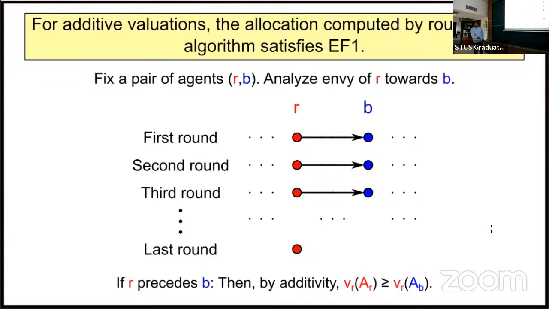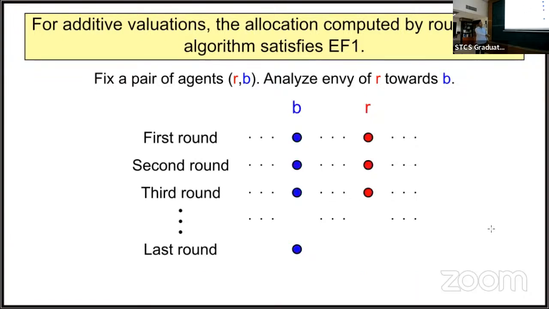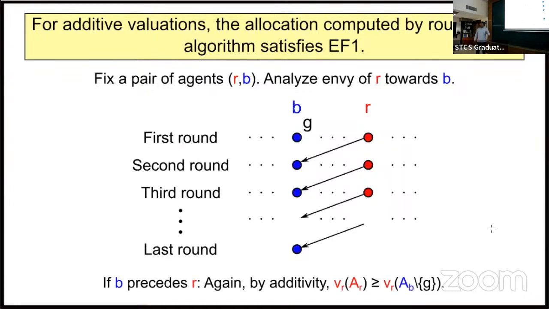So just by this proof by arrow, I can handle the other case where red is behind blue. If you ignore the item that blue picks in the first round, then again, item for item, red likes its bundle at least as much as blue's bundle, except for that item G. And that's the one that I would remove in my EF1 definition.